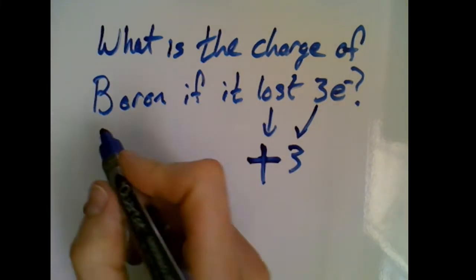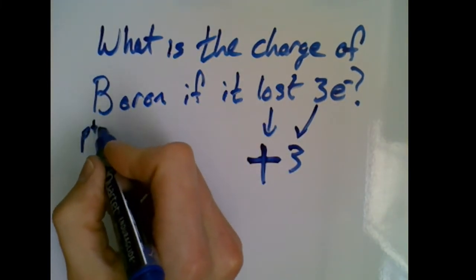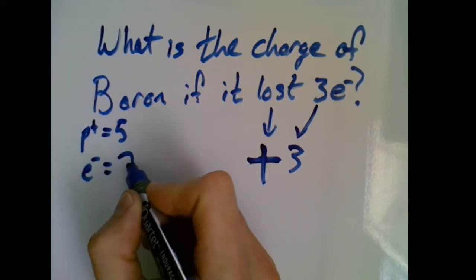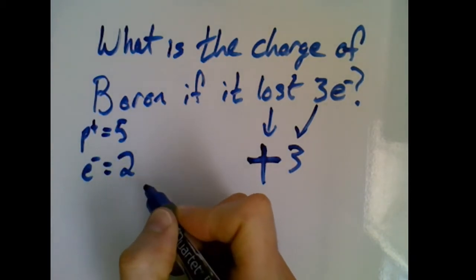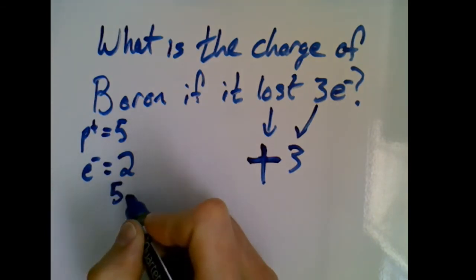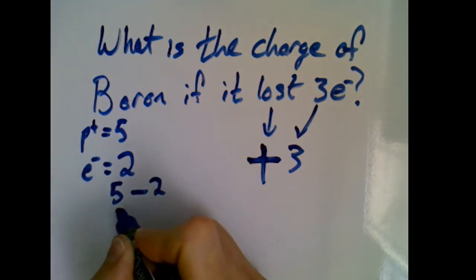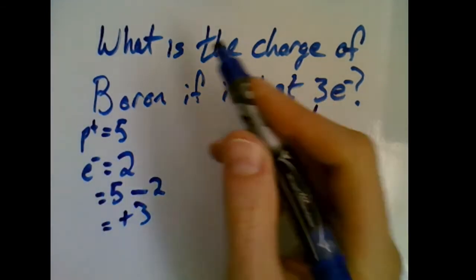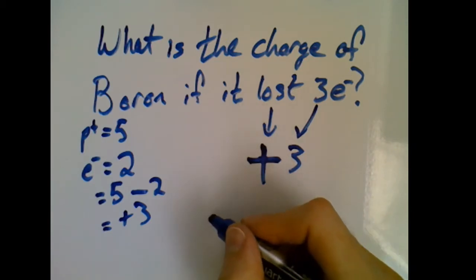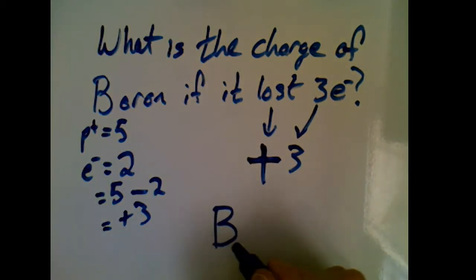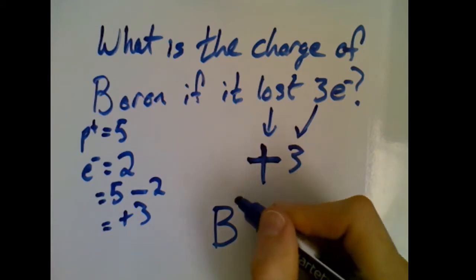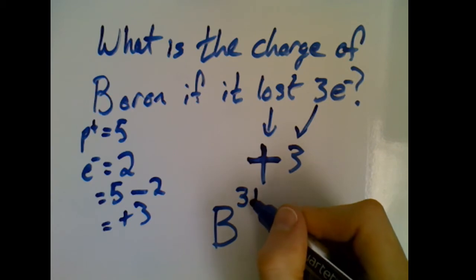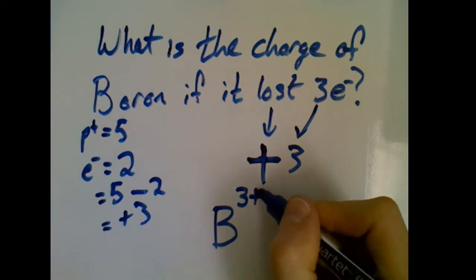If you wanted to do all the work, you could say, okay, boron has 5 protons. If it lost 3 electrons, it now has 2 electrons. 5 minus 2 gives me a charge of positive 3. But how do I represent this? Well, I write my symbol for boron, and then I write the charge as a superscript in the top right-hand corner. Now, in chemistry, it is convention to write the number first and the sign after.